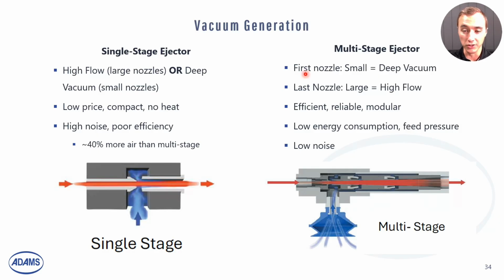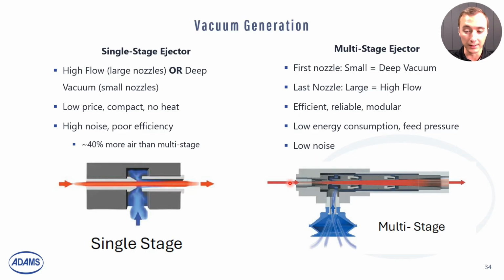The multi-stage ejector is a series of ejectors where you can have the first nozzle be small, so you can reach deep vacuum levels with it, where the last nozzle is a larger one for higher flow, and then you can have some intermediate ones in between them that is somewhere in between. So this gives you a much better product, and it's going to be more efficient, more reliable, much more modular and configurable. And you also have a much lower energy consumption, with the multi-stage option. It's also going to be quieter.